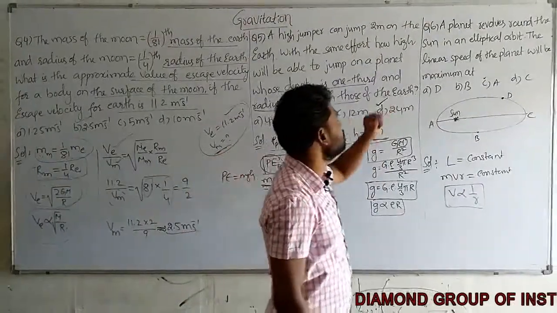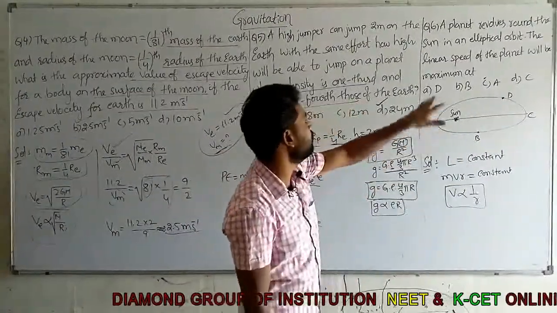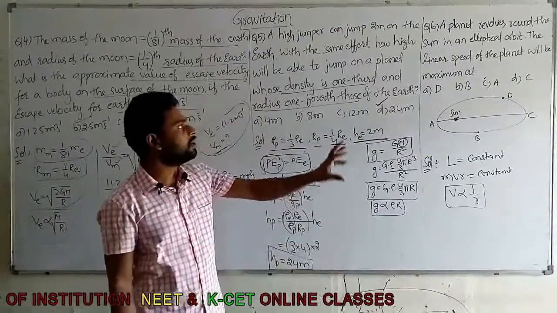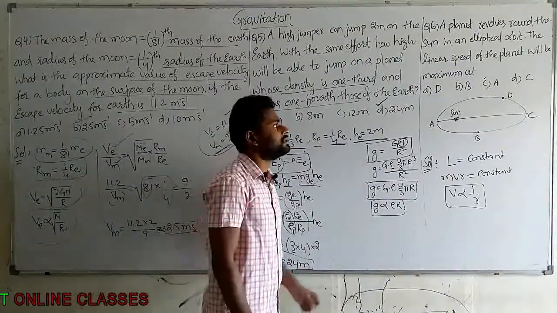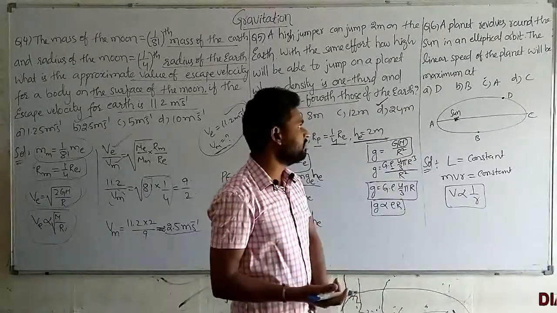Next, let's see the next question. One planet is revolving around the sun in an elliptical orbit. The linear speed of the planet will be maximum at which location? We have to find where the linear speed is maximum.